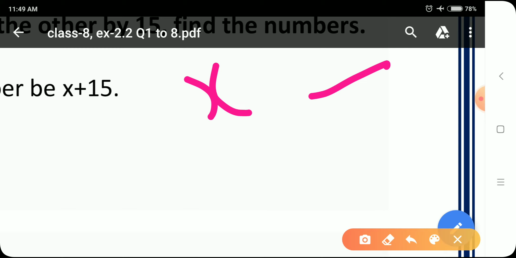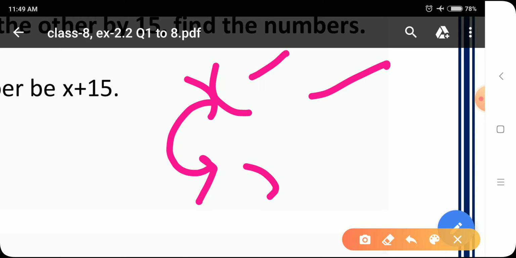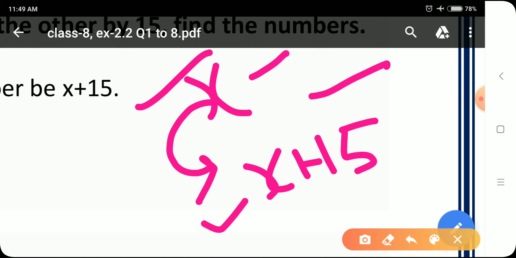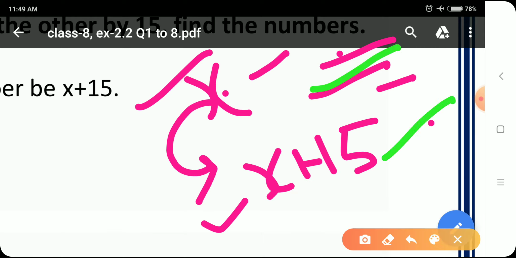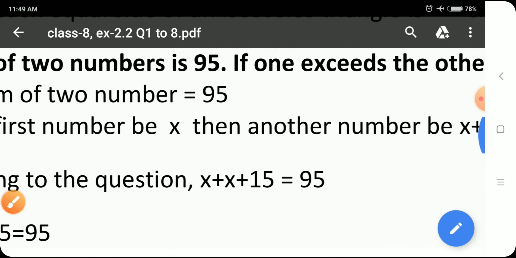Let us take one number as x, and what is said is that the other number exceeds the previous by 15, so you will add 15 to this. So it will be the first number and the second number, and the sum of these two numbers is given to you. If you add these two, you will have to find the numbers. So let's move to the solution.